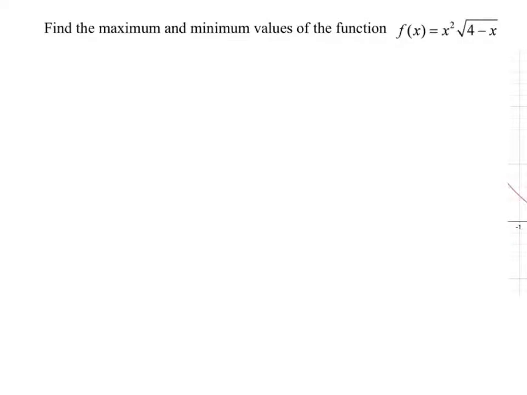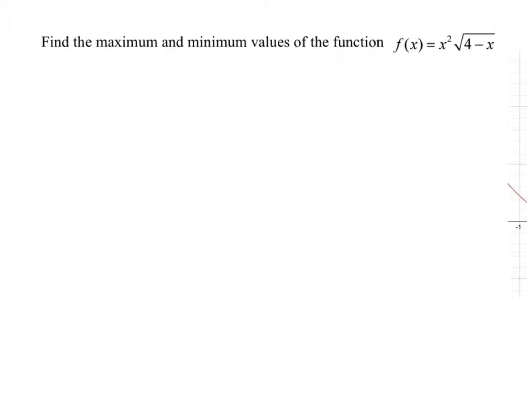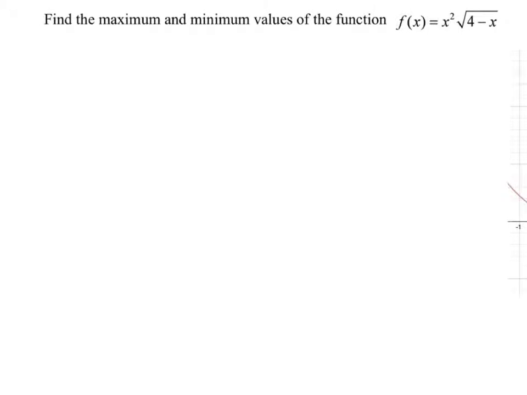I wanted to do a little bit harder problem, finding the maximum and minimum values, and I wanted to show you kind of a cool way to find a derivative. First, I'm going to rewrite the original function here as f of x equals square root of x to the fourth multiplied by the square root of 4 minus x.